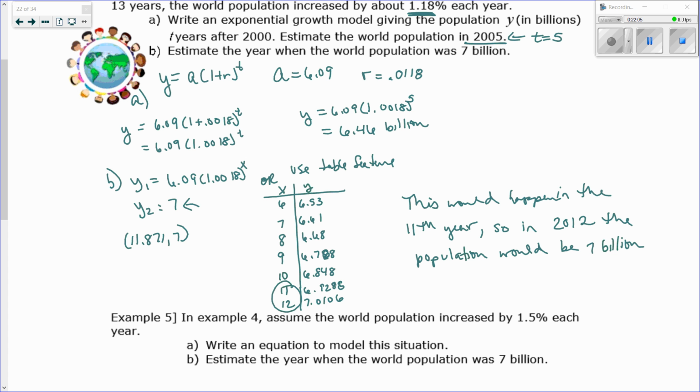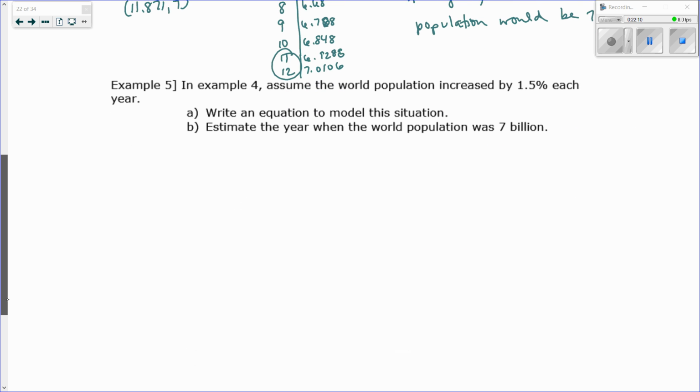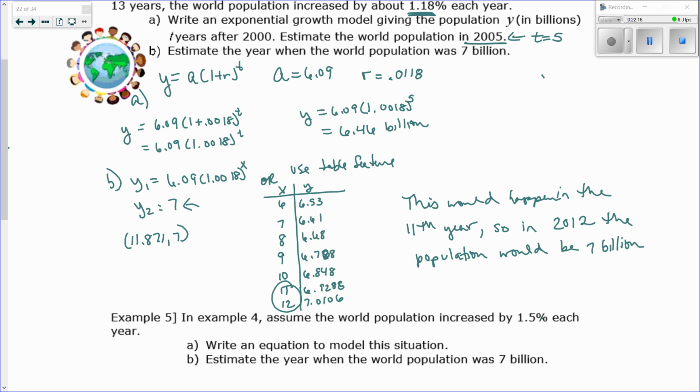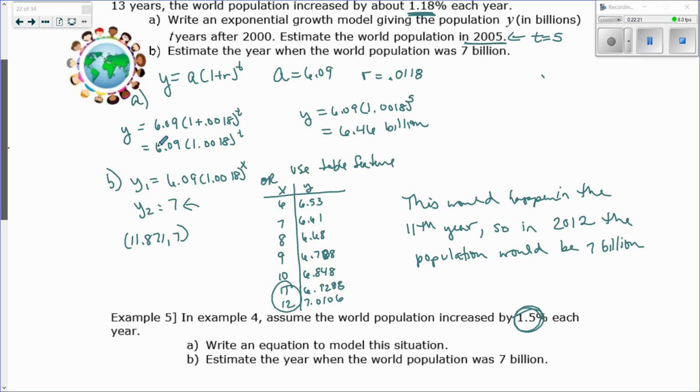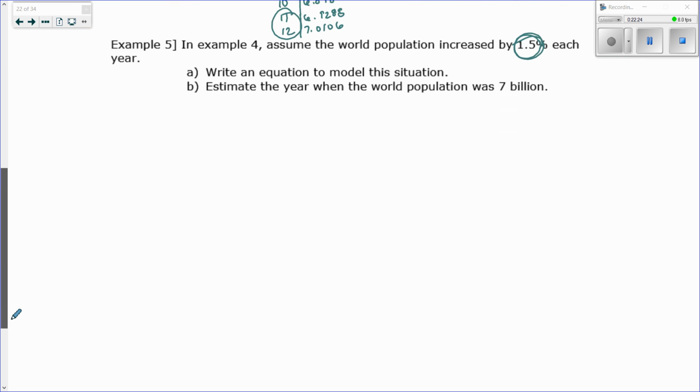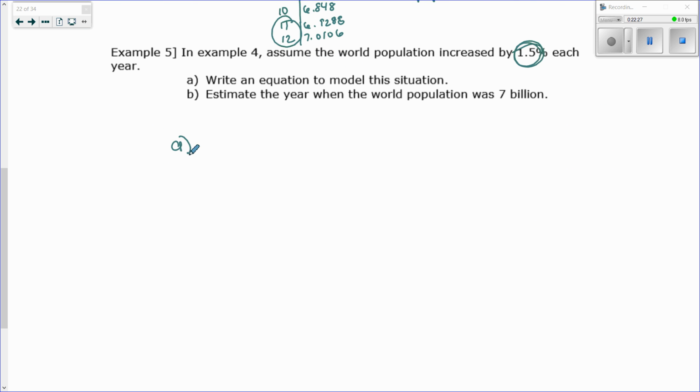One more problem with this. We're going to assume everything is the same from up above, except this time we're doing 1.5%. So my equation for part A, I keep hitting the thing, sorry. For part A is y equals 6.09 times 1 plus 0.015 to the t. So it's 6.09 times 1.015 to the t.